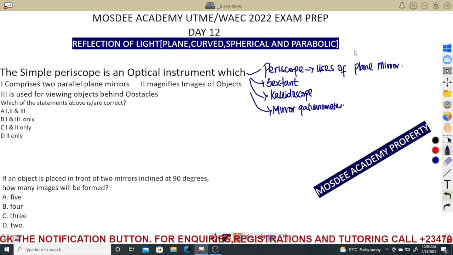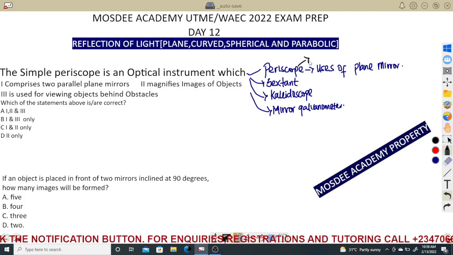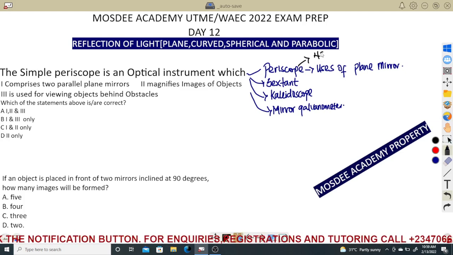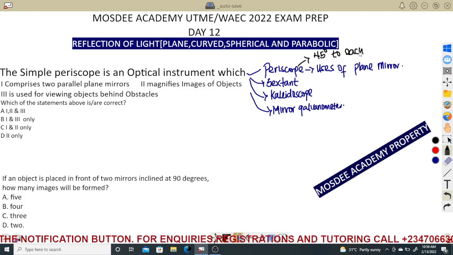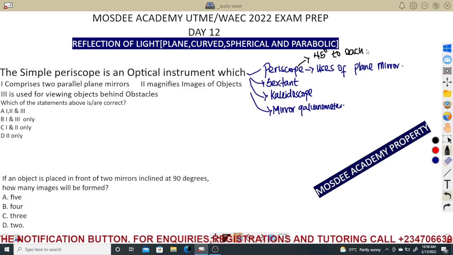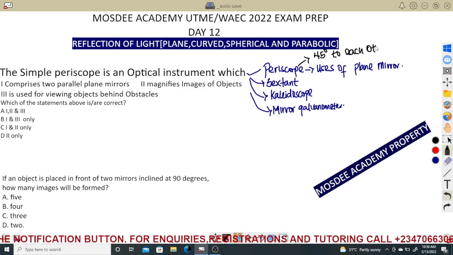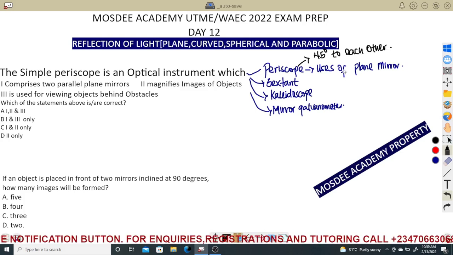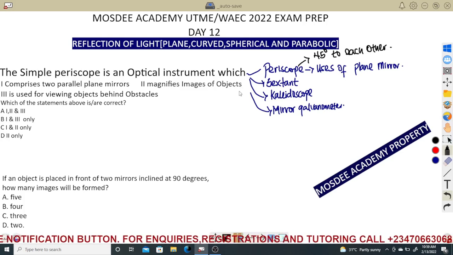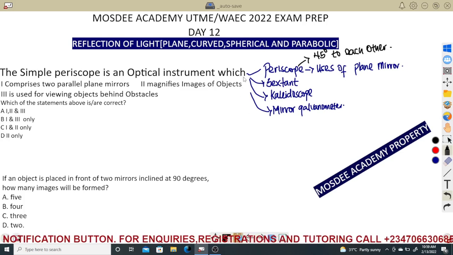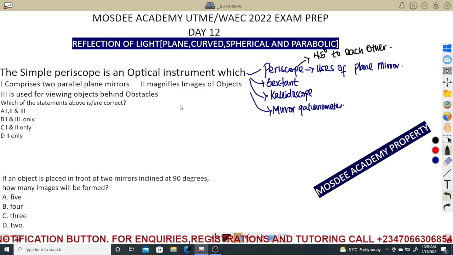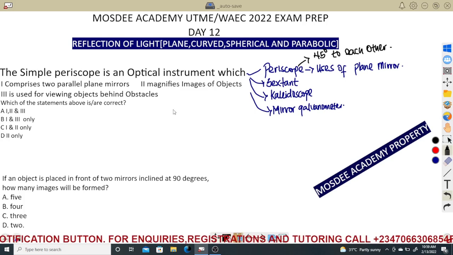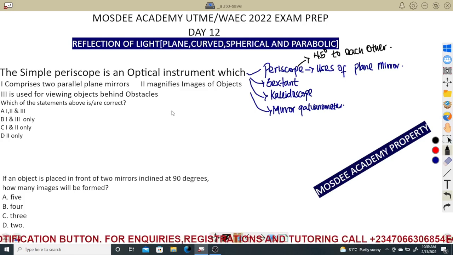So a periscope is just a kind of optical instrument that has two plane mirrors. It consists of two plane mirrors that are inclined at an angle of 45 degrees to each other. So I think you need to understand this. It is generally used to view objects above and below an observer. It is something that most of you have come across before, I'm sure about that, especially guys that watch football matches. You have seen a periscope before.